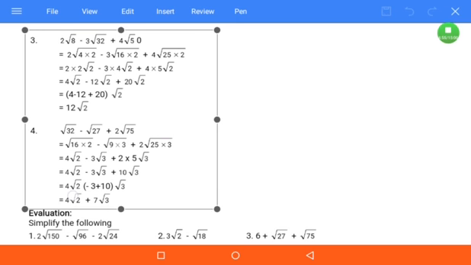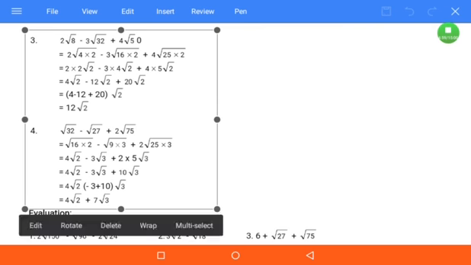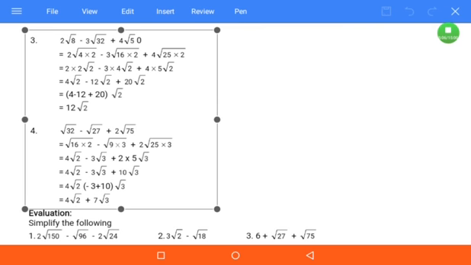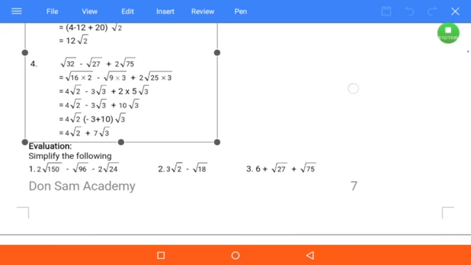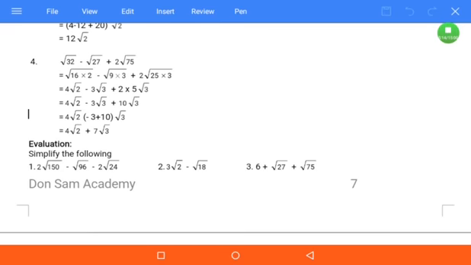Write your 4 root 2 as 4 root 2 because nothing can be done. Then you have minus 3 root 3 plus 10 root 3. You are saying minus 3 plus 10. That will give us what? Plus 7. So you have plus 7 root 3. Then your final answer will be 4 root 2 plus 7 root 3. I think you understand that clearly.